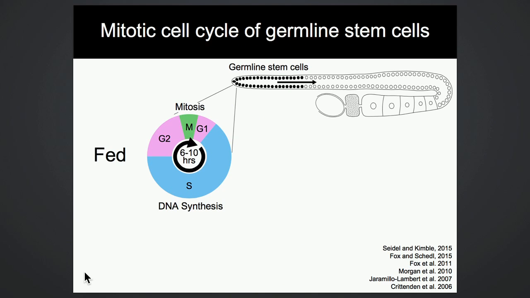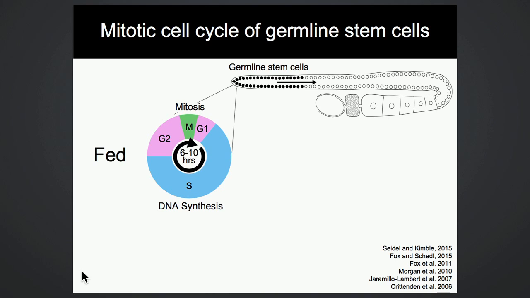Mitotically dividing germ cells in C. elegans reside in the distal region of the gonad, that's here. And for simplicity in this talk, I'm just going to refer to this group of cells as germline stem cells, although in reality it includes stem cells as well as cells that have begun to differentiate but continue to cycle through the mitotic cell cycle.